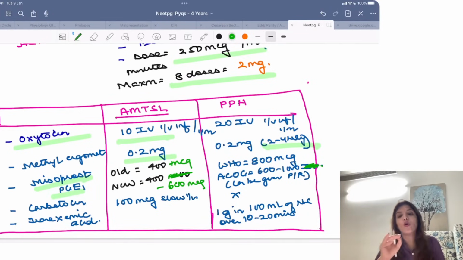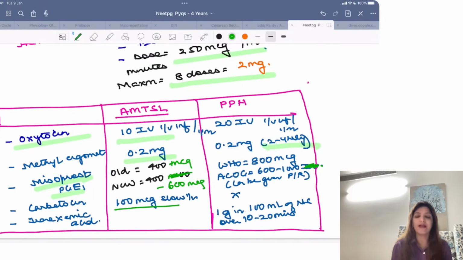It is synthetic oxytocin. Carbetocin is a drug which is used for active management of third stage of labor. It is not used for managing PPH. And please do not get confused between carbetocin and carboprost. Carbetocin is used for AMTSL, carboprost is used for PPH. The dose of carbetocin is 100 micrograms slow IV.